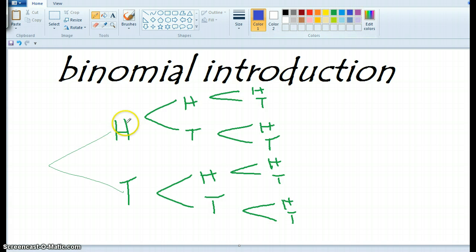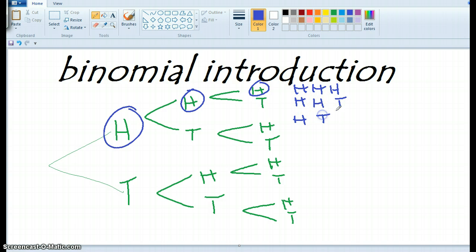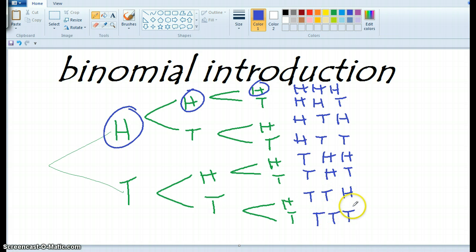So this first one, heads, heads, heads. Next one, heads, heads, tails. Next one, heads, tails, heads. Next one, heads, tails, tails. Here, tails, heads, heads. Tails, heads, tails. Tails, tails, heads. And tails, tails, tails.